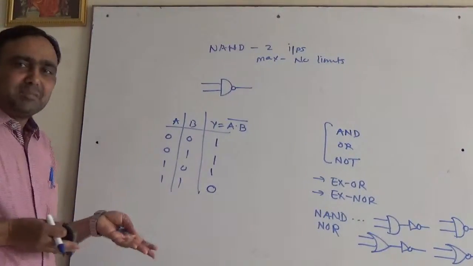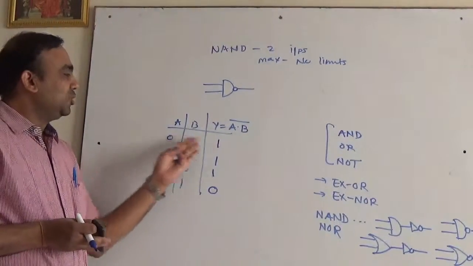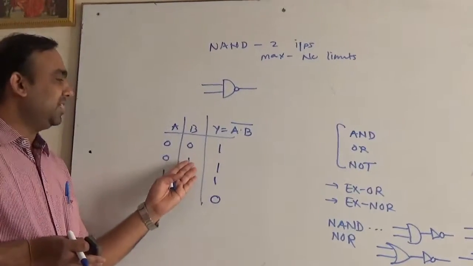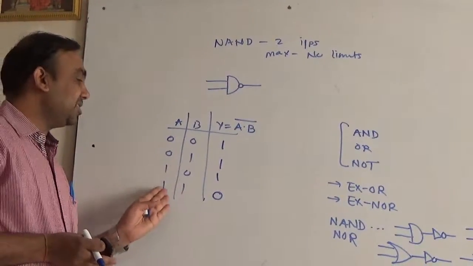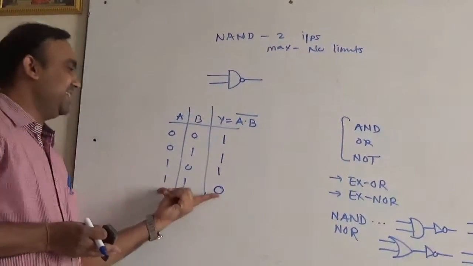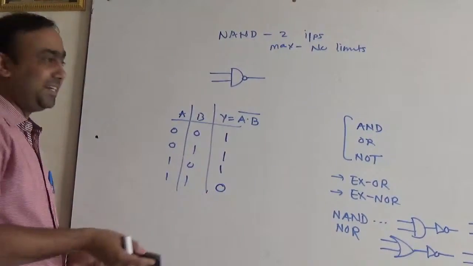So in case of cinema, what will I tell about this? Either I will go to the cinema alone, or I will take one person along, or if everyone comes then I will not go, something like that. So this is about the NAND gate.